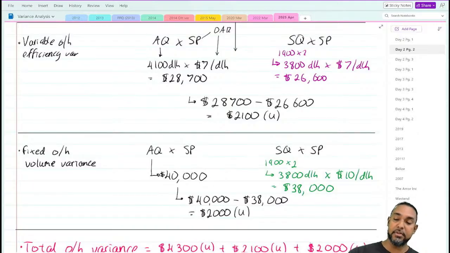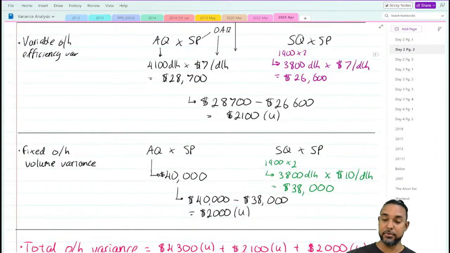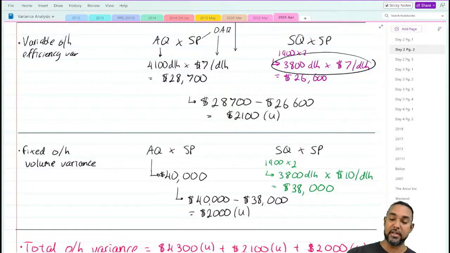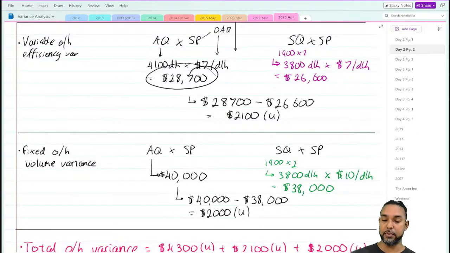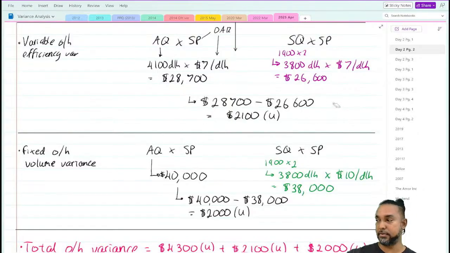So the standard quantity, as the question showed, was the 1900 units actual, but it was supposed to be at 2 hours per unit, right? That's the standard, so 1900 by 2 is 3,800. Then by 7, the standard cost gives us 26,600. From there, we compare to 28,700, the actual value. And of course, that is higher than the standard value, so we have an unfavorable variance.